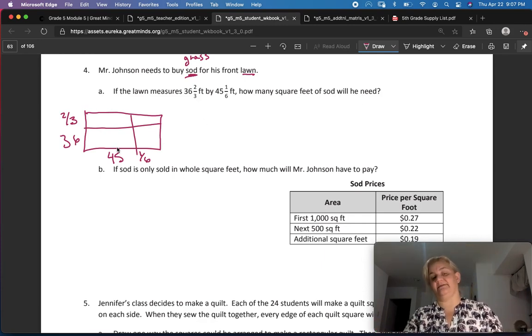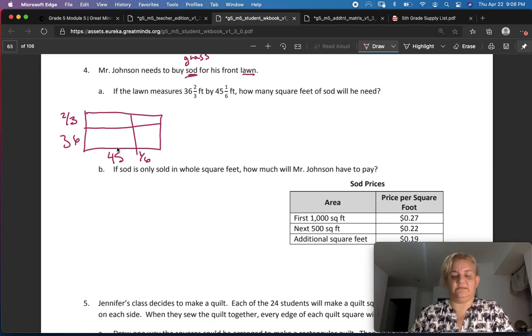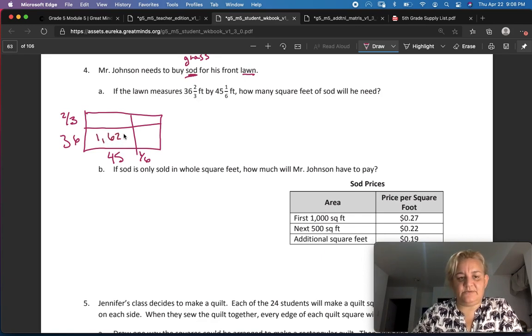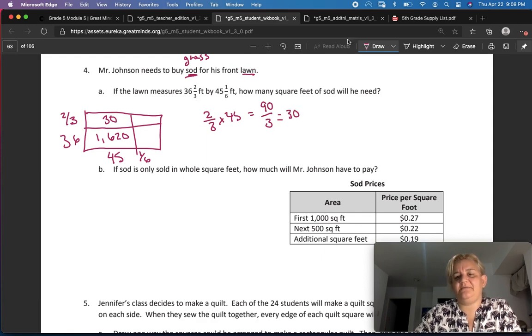Okay, so calculator, these are big numbers. Go ahead. You have my permission. 36 times 45 equals 1,620. And 45 times 2/3, well, what's that going to be? Well, 45 times 2 would be 90, and 90 divided by 3 equals 30. Do you see how I got that number? I'll show you. 2/3 times 45 equals 90 over 3, which equals 30. I could do that in my head. I hope you guys can do that in your head too.